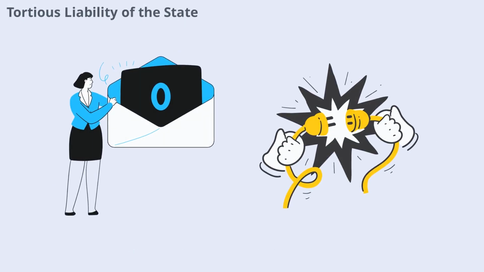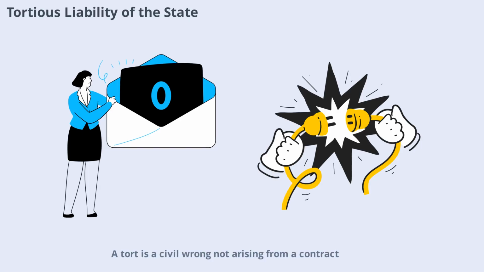Tort is a civil wrong not arising from a contract, for which compensation may be claimed. The doctrine of sovereign immunity once protected the state from being sued for torts, but modern law recognizes the state's liability for wrongful acts of its servants, except in certain sovereign functions like defense or foreign affairs.